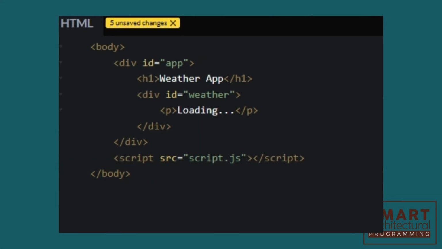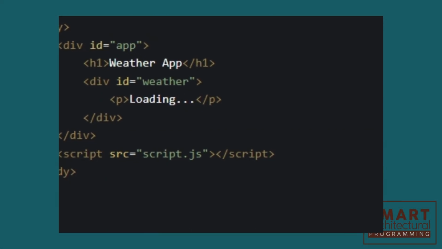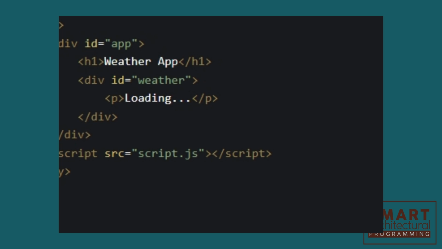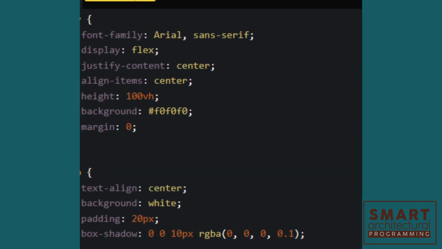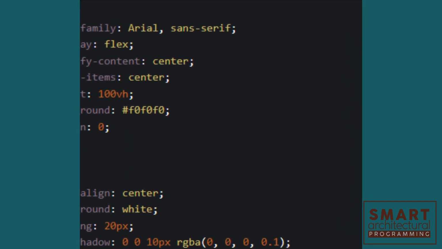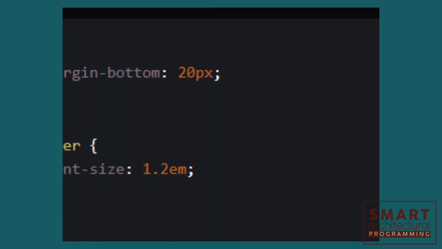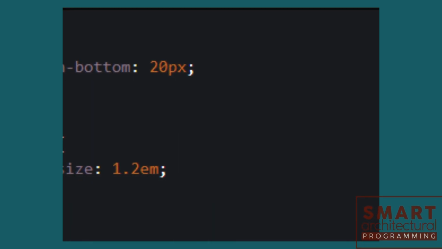Let's start by setting up our index.html file. Here, we have a simple HTML structure with a title and a div where we'll display the weather information. Next, let's add some basic styles in styles.css to make our app look better. With these styles, our app is centered on the screen and has a clean, minimalistic look.